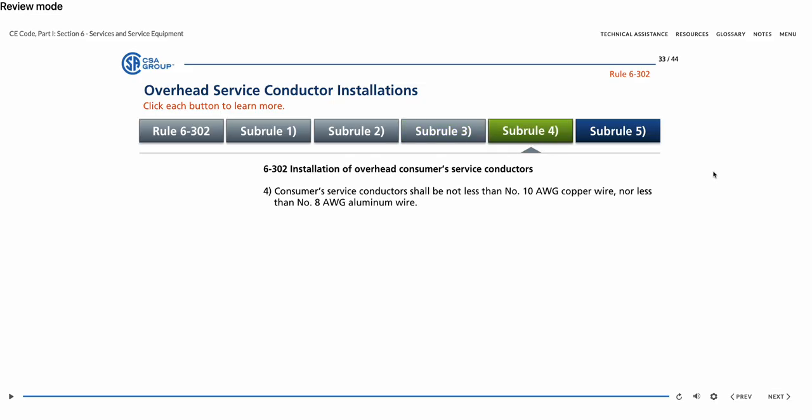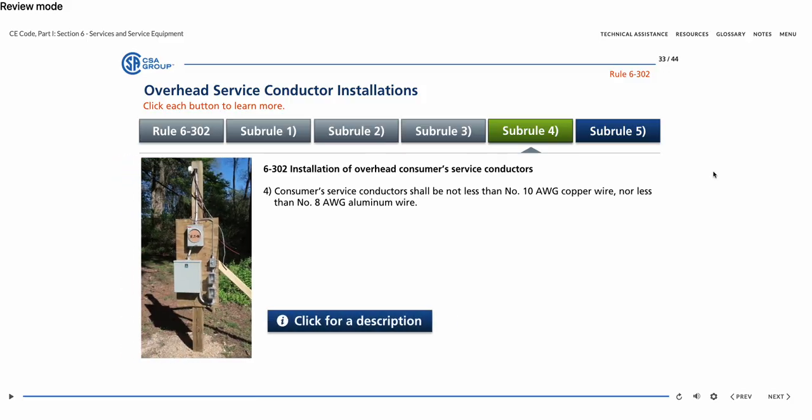Subrule 4 requires that consumer service conductors be no smaller than 10-gauge copper or 8-gauge aluminum to provide mechanical strength and fault current carrying capability.